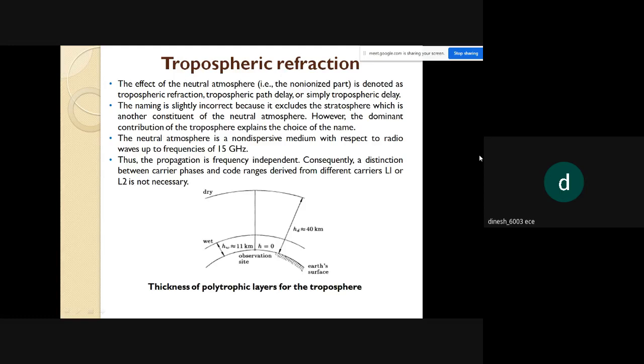So the neutral atmosphere is a non-dispersive medium with respect to radio waves up to 15 gigahertz. So up to 15 gigahertz, we will not experience any tropospheric effects or tropospheric refractions. Thus the propagation would be frequency independent. Consequently, no distinction between the carrier phase and code ranges is derived for different carriers, L1 or L2. If L1 is necessary, it's fine, or if L2 is necessary, the different frequencies can be obtained without any distinction between L1 and L2.